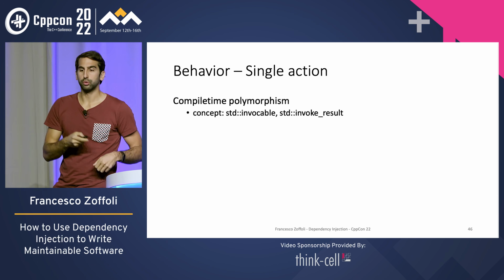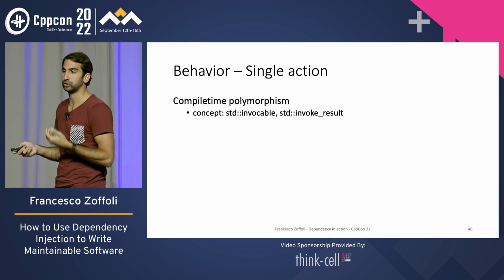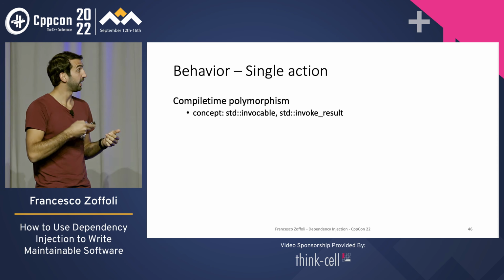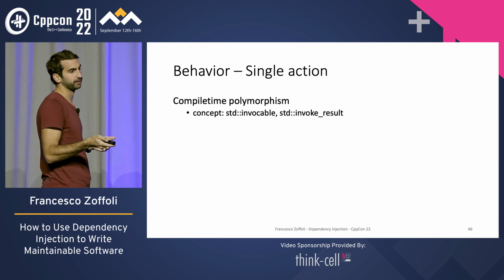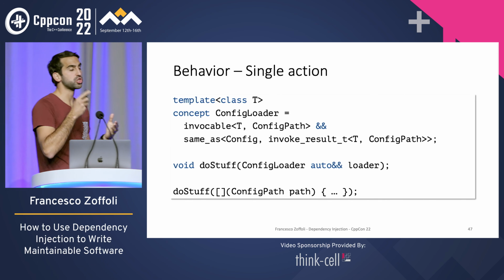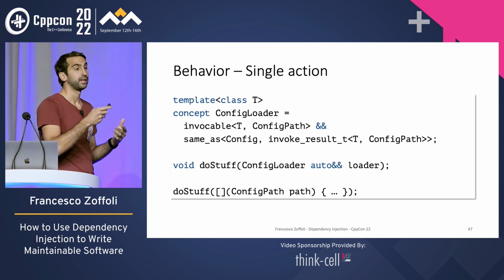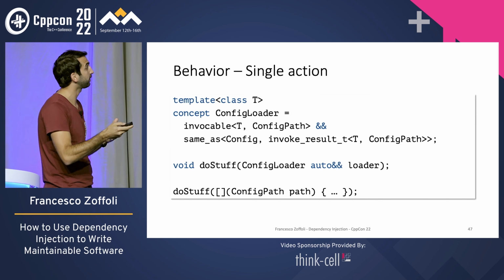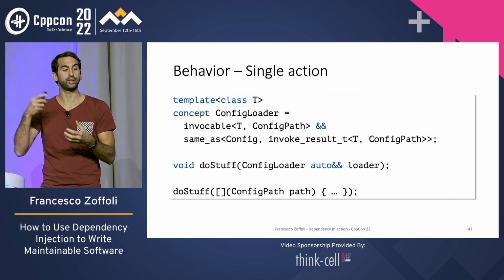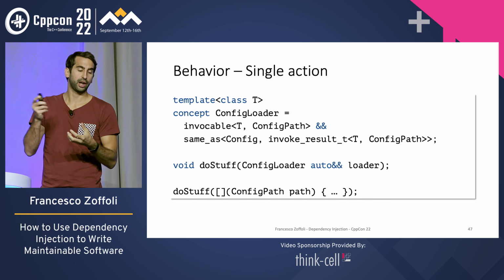If instead you want to support compile time polymorphism, what you can use is a concept, leveraging std::invocable and invoke_result. You would define a concept which checks that your type can be called with a config path and checks that the result of calling your object with a config path is going to give you a config.